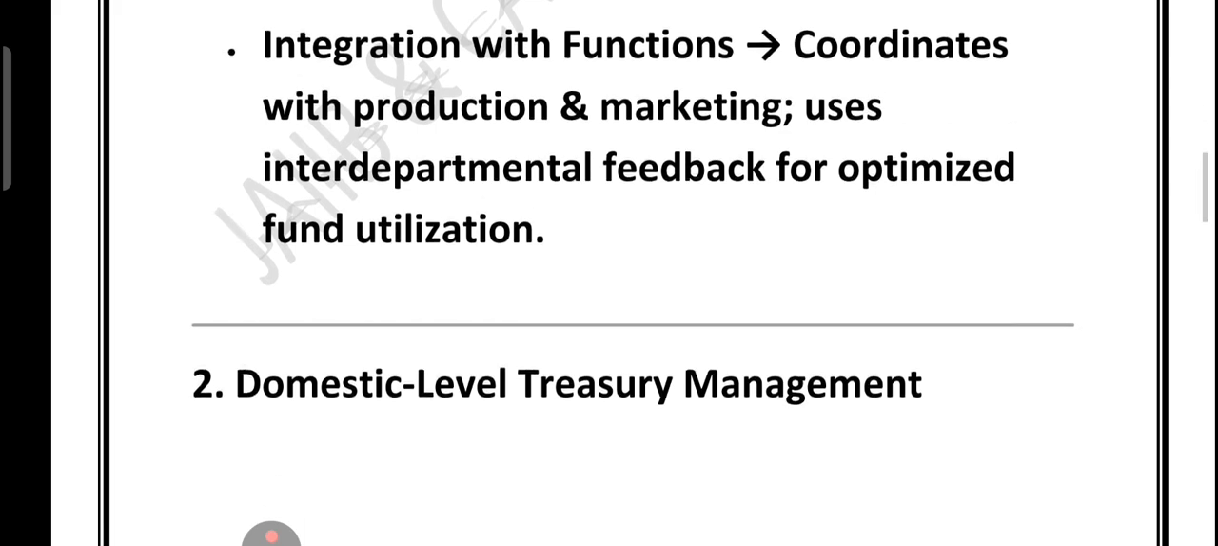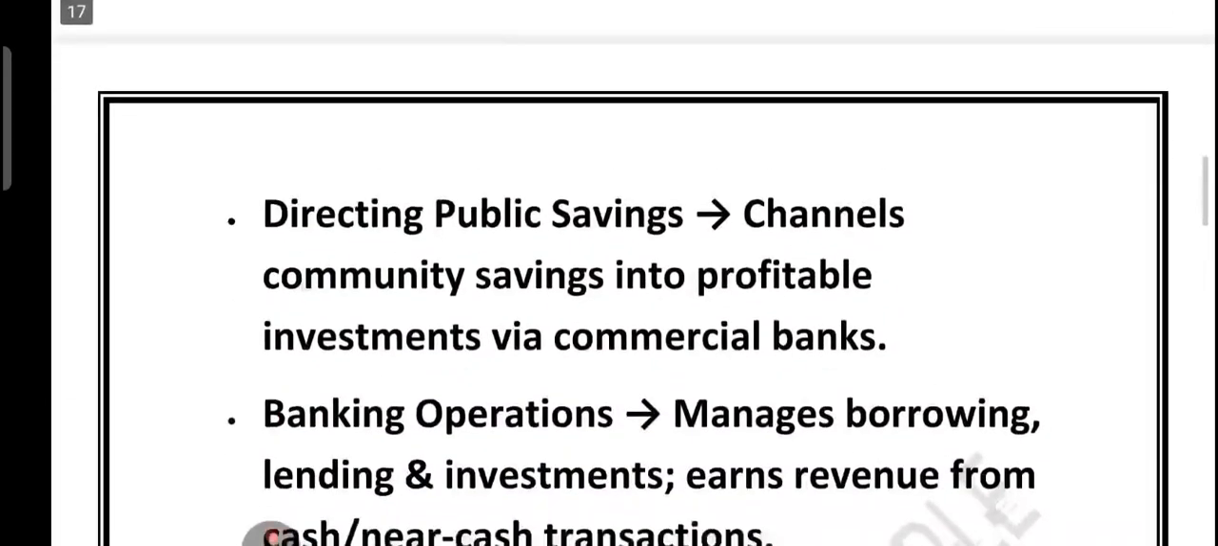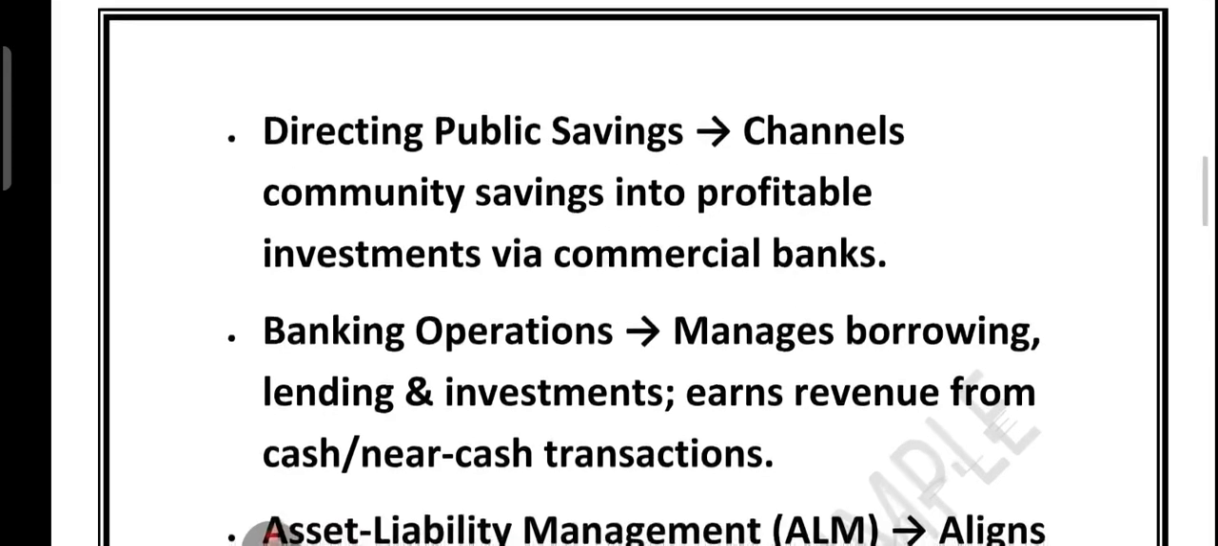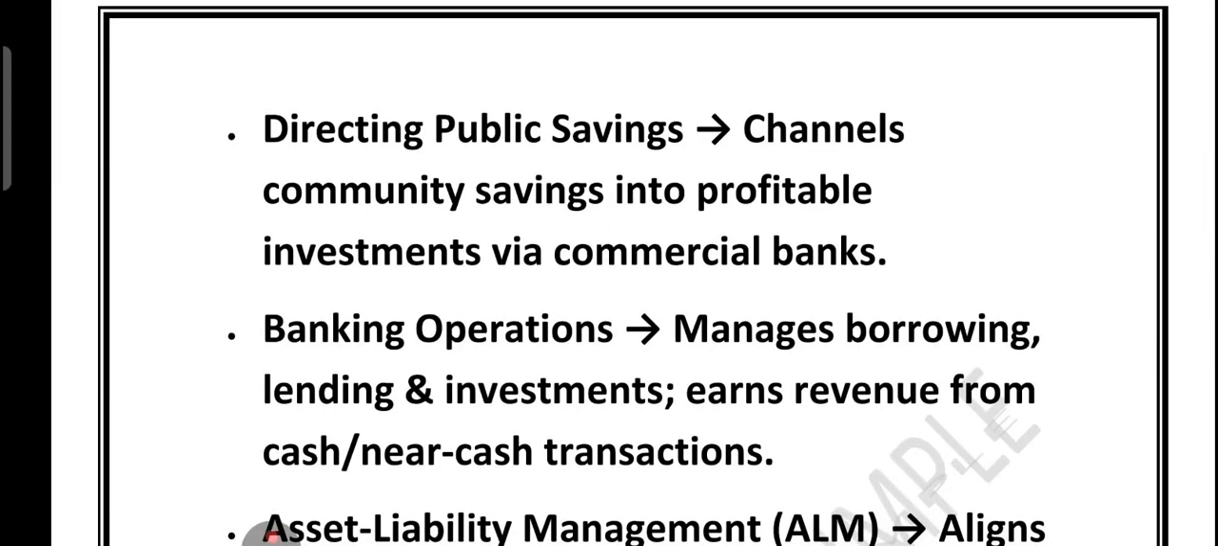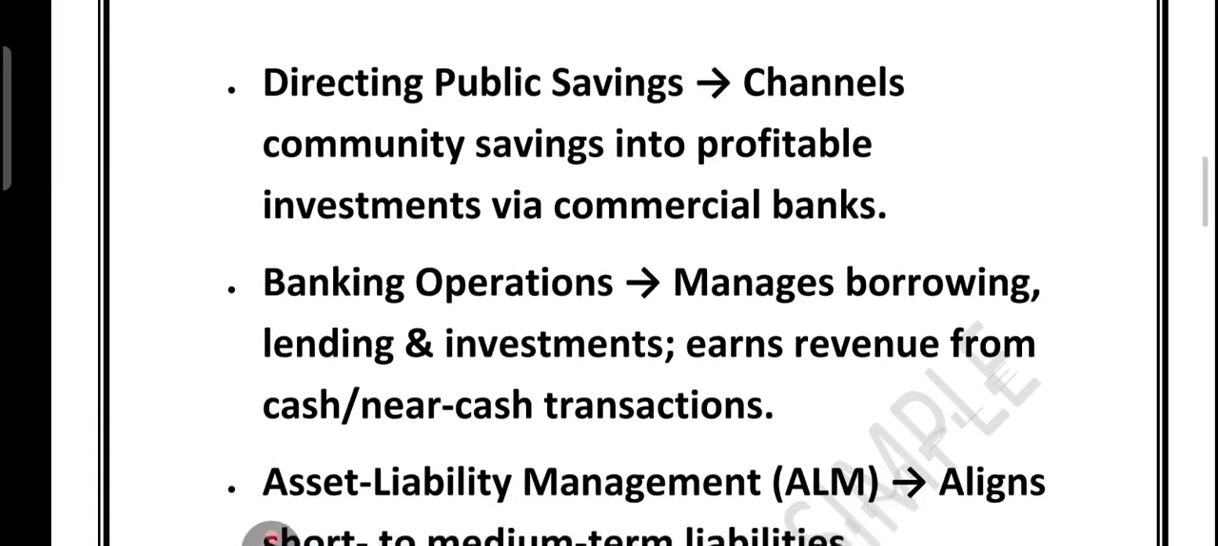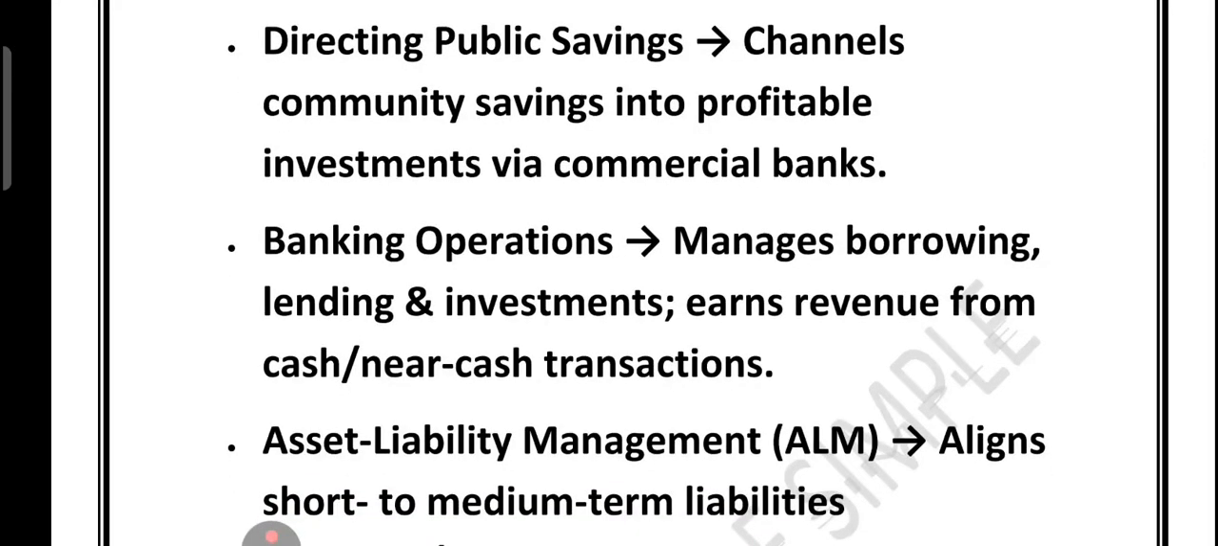It takes feedback from different departments to ensure that funds are used optimally. Then we have the domestic level treasury management. At the domestic or national level, treasury management ensures that public saving and bank operations are efficiently directed, like savings from households and businesses are channeled into profitable investment through the commercial banks.